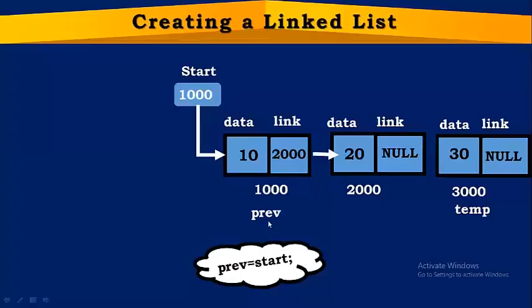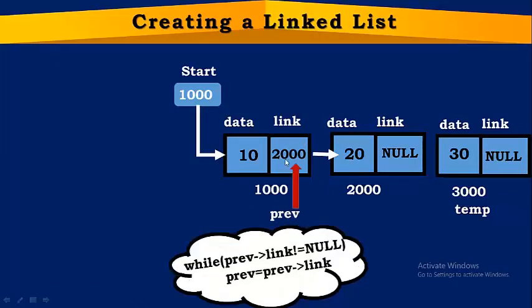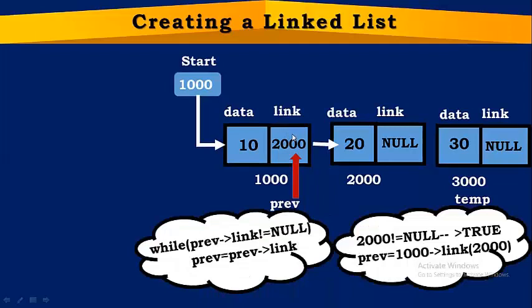Now you have to check prev of link not equal to null. Prev of link not equal to null. Now see here, prev is 1000. 1000 of link. What is 1000 of link? 2000. 2000 not equal to null, true. When it is true, it means that this is not the last node. So you have to move to the next node.